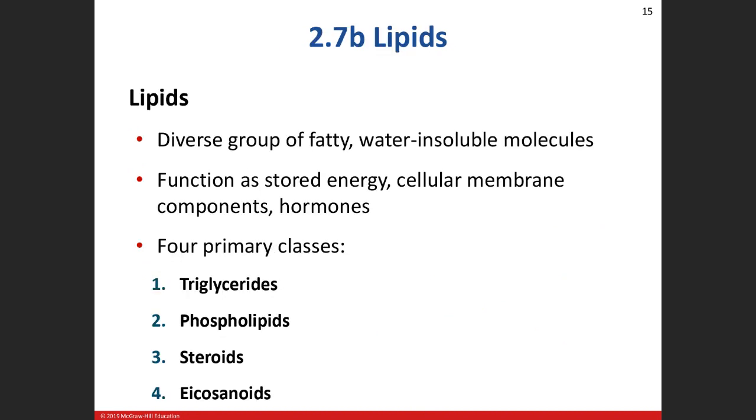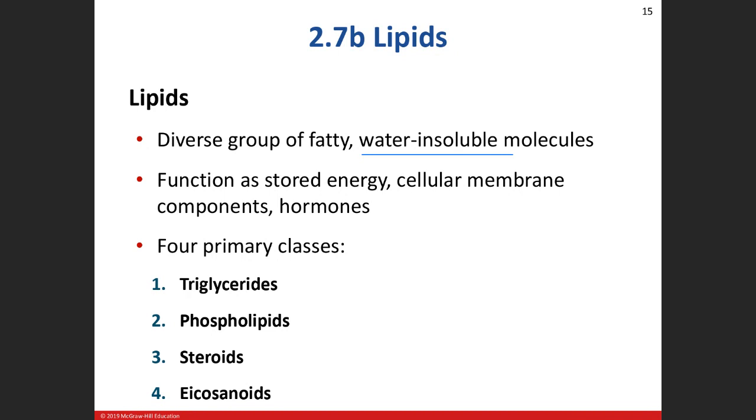All right, let's jump into our second macromolecule, and that is going to be lipids. Fats. Think of lipids as fats, but most importantly, they're fatty, water-insoluble molecules. Which means if you put a fat into water, it will not dissolve into that water. It will not separate. So hence it is water-insoluble. The functions listed here for our lipids are stored energy, cellular membrane components, and hormones.